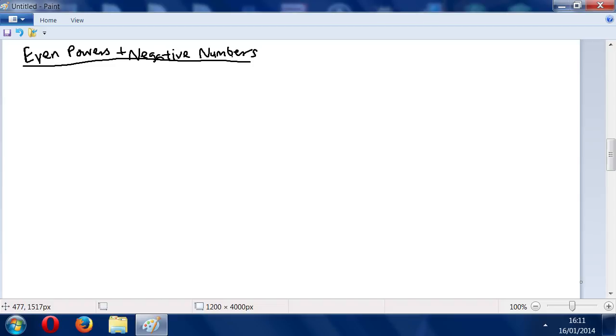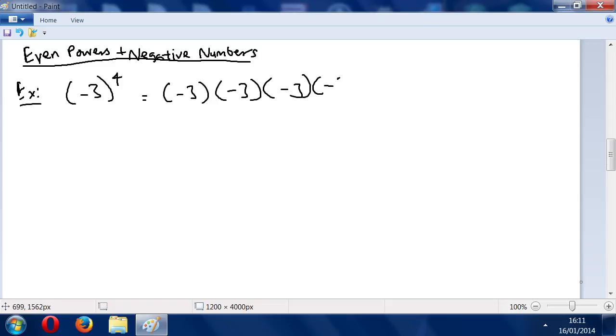So, even powers and negative numbers. Let's do an example here. If we do -3 to the 4th, what's that going to be? It's going to be 4 lots of -3, isn't it? So we're going to put that down here. Okay, so we can see what happens. -3 times -3 is 9. And then we take the other two -3s. That's also 9, so it's 81. So -3 to the 4th is 81.